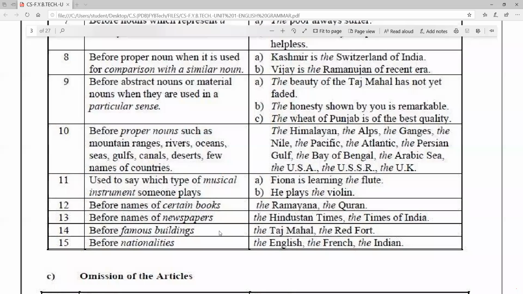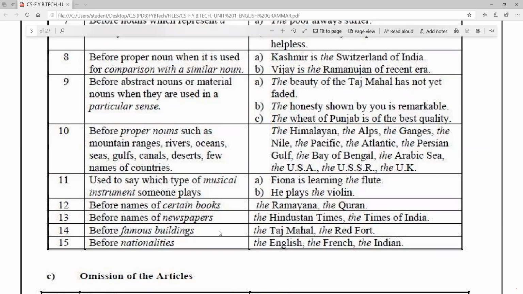The Qutub Minar, the Char Minar. These are some of the famous buildings in India. Then the Eiffel Tower. The Eiffel Tower is from France. The Eiffel Tower is built in France, that's why the Eiffel Tower. So these are some of the famous buildings.